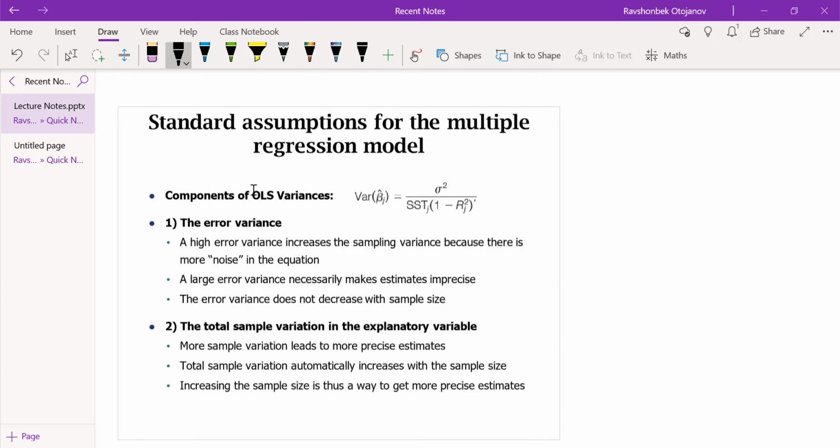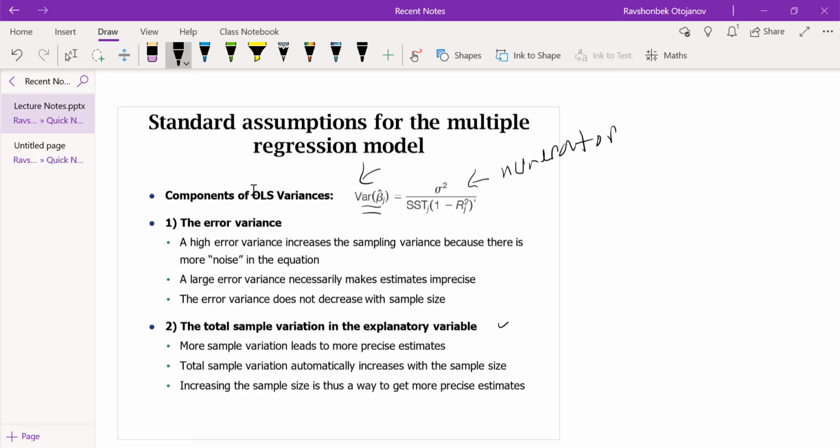Notice this, the variance of errors is in the numerator, which means the higher the error variance, the higher the variance of the estimator. So we would like, in fact, to get the lowest possible variance. So we would like to get the error variance as low as possible as well. So estimates will become imprecise if the error variance is high.